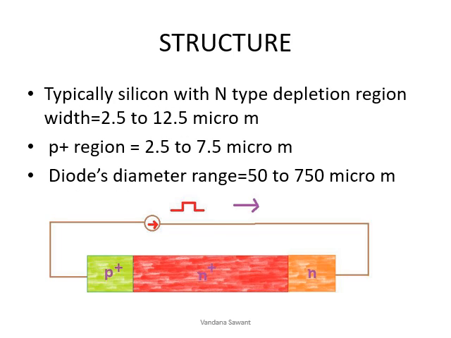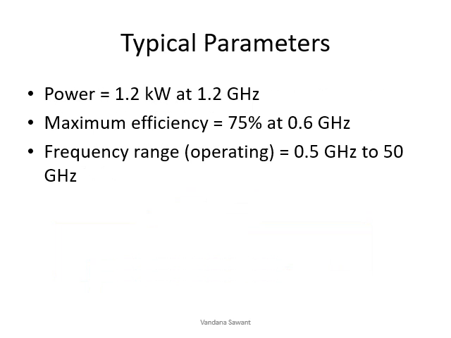Now if you see the structure of the device, it has a P plus region, an N plus region and an N region, as shown in this diagram. Typically it is silicon with the N-type depletion region width of 2.5 to 12.5 micron, the P plus region 2.5 to 7.5 micrometers, and the diode diameter range is 50 to 750 micrometers. This is the structure of this diode.